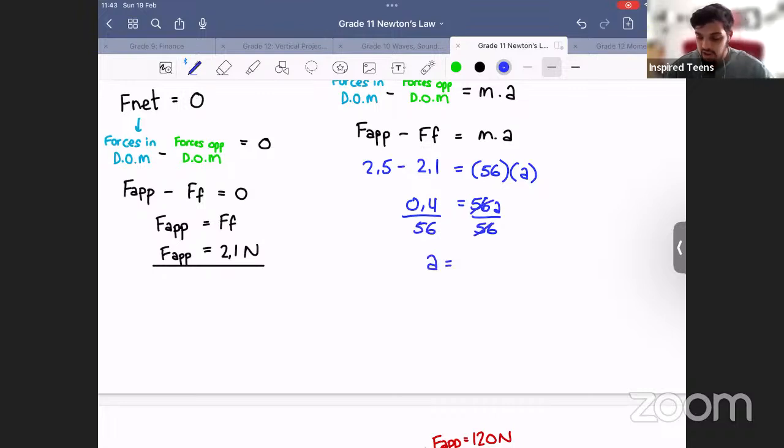We get acceleration as, let me just see if this is correct. Okay, but I'm just going to put it in decimal form: 0.007.